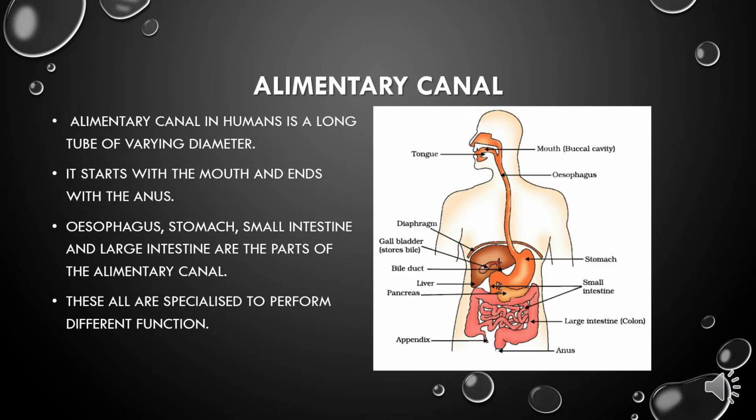Next, the alimentary canal. You can see in the diagram, the alimentary canal in humans is a long tube of varying diameter. It starts with the mouth, then the esophagus, stomach, small intestine, large intestine and anus. You can see clearly in the diagram. These are all specialized to perform different special functions.